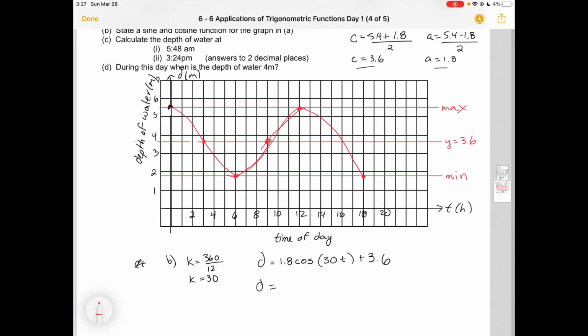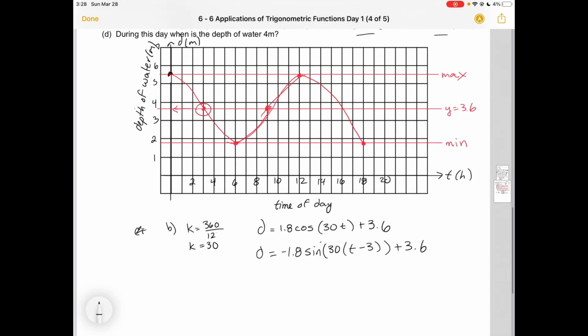Okay, so right here. If I picture this one as my starting point for sine, I've shifted my function to the right by 3, and I've also reflected it because I'm coming down to a minimum. So in order to do my sine function, I'm going to have a reflection, and then I have a phase shift to the right of 3 hours. So to do that, I'm going to put t minus 3, and I've got plus 3.6. Those are two equations that I have. These are not the only ones. I could have many more equations here.